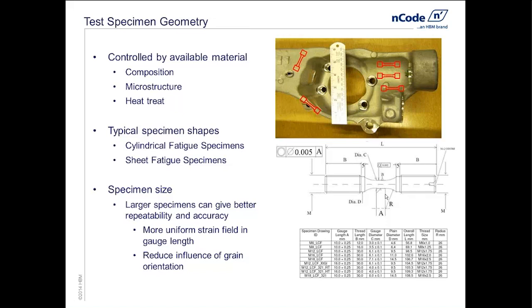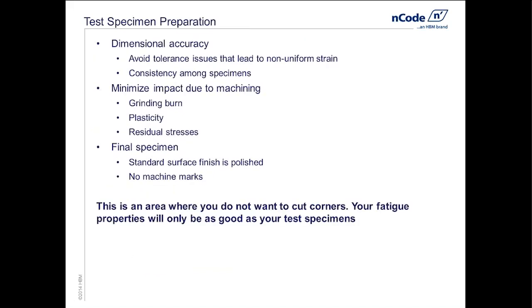With the specimens, we now have to create these specimens from the material that we're going to be analyzing. And here is actually one of the key aspects to get good fatigue results. The specimens, one, have to be dimensionally accurate. We're going to want to generate a uniform strain field in that gauge length. And in the test we're using, we're going to put it under tension.